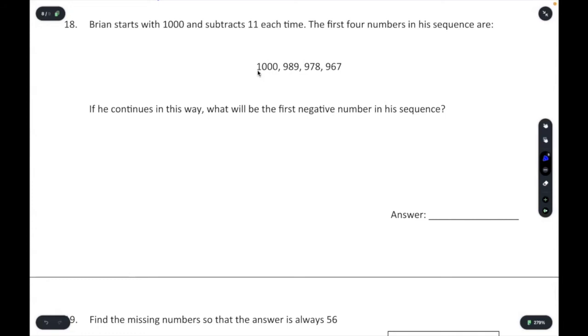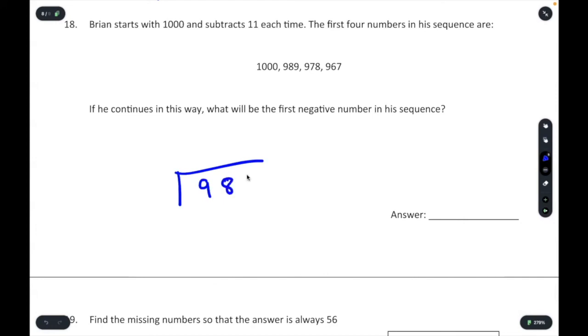Now, if 1000 was in the 11 times table, and we kept taking away 11, take away 11, take away 11, take away 11, eventually we would hit exactly 0. But given the fact that 1000 is not in the 11 times table, we're not going to hit exactly 0. So let's see how far off the 11 times table we actually are in this sequence. We can take any of these numbers. So let's just take 989 as an example.